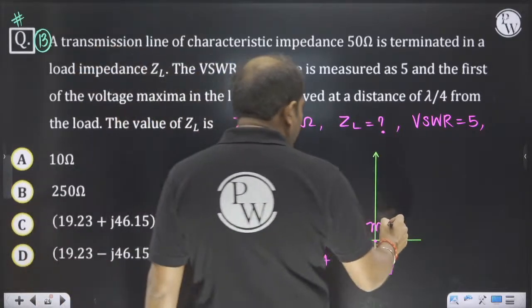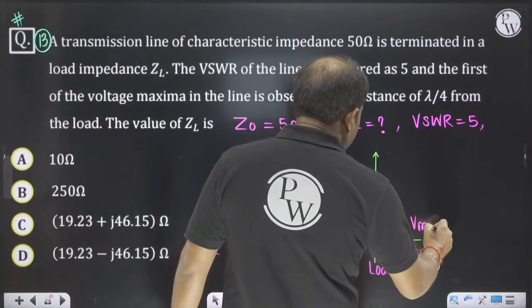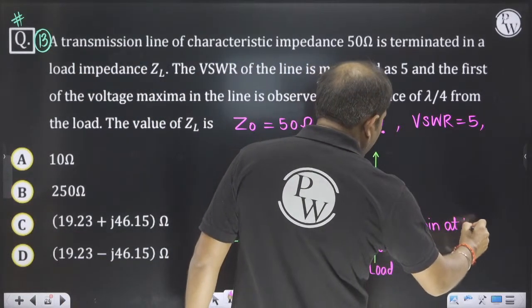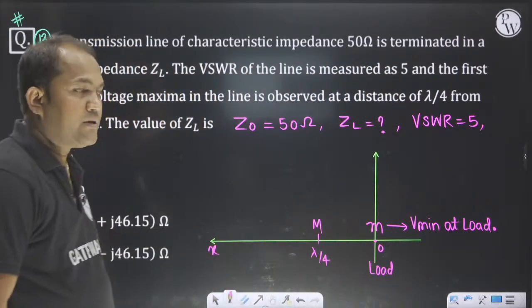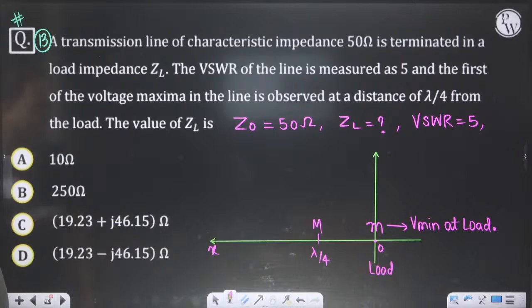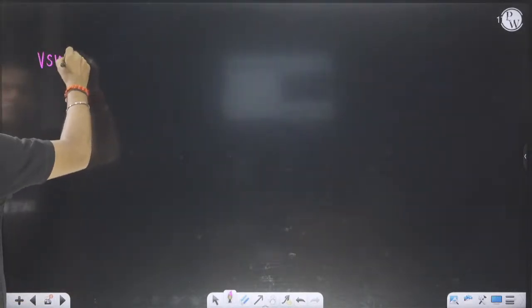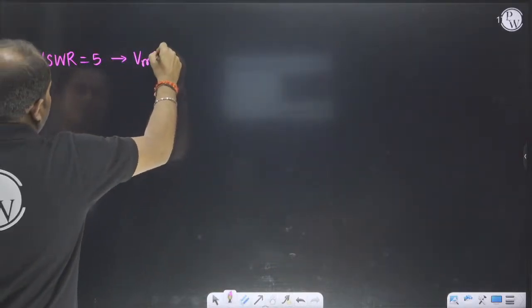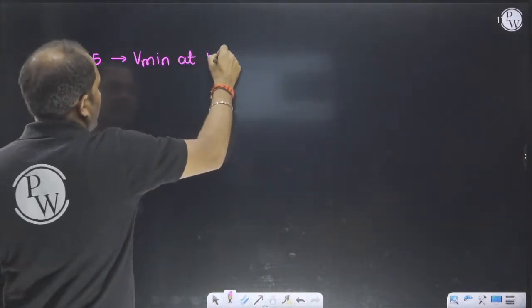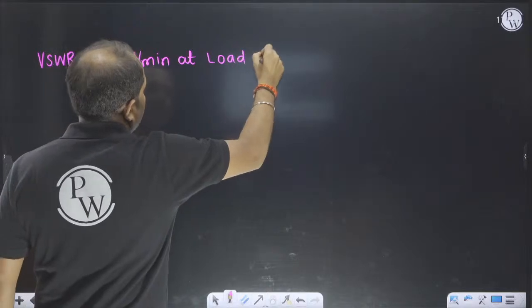So we have a voltage minimum at the load. If we have a voltage minimum at the load, that means we have VSWR, so we can calculate ZL. VSWR is equal to 5 and there is a voltage minimum at the load, that means ZL is less than Z0.